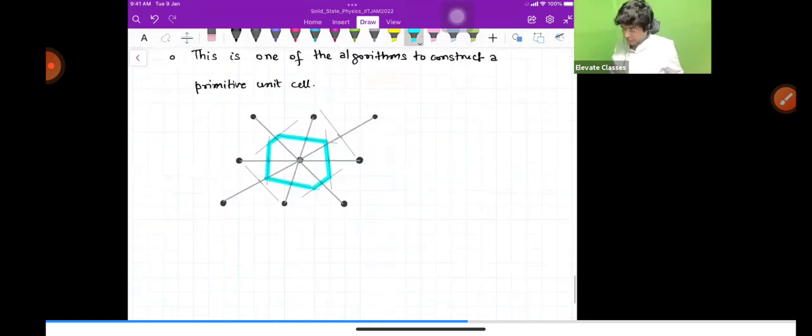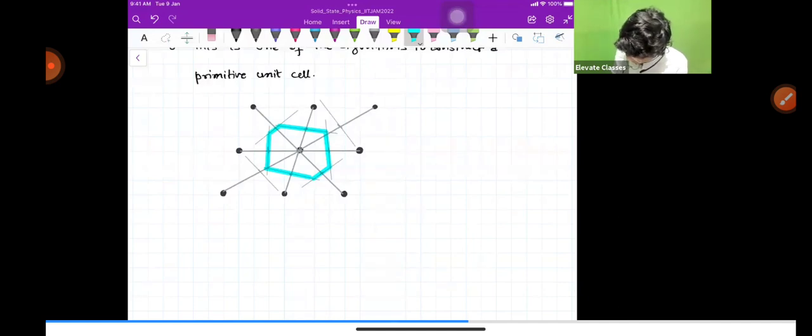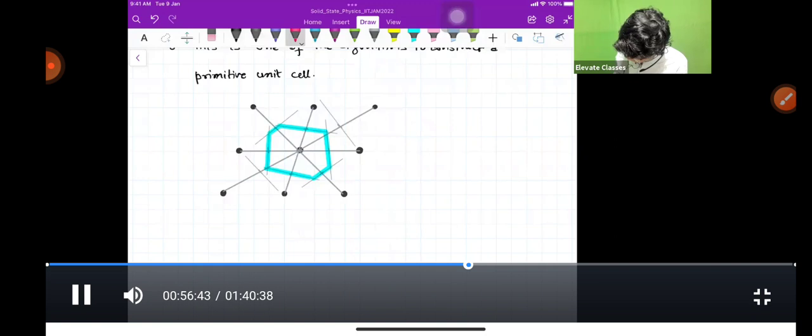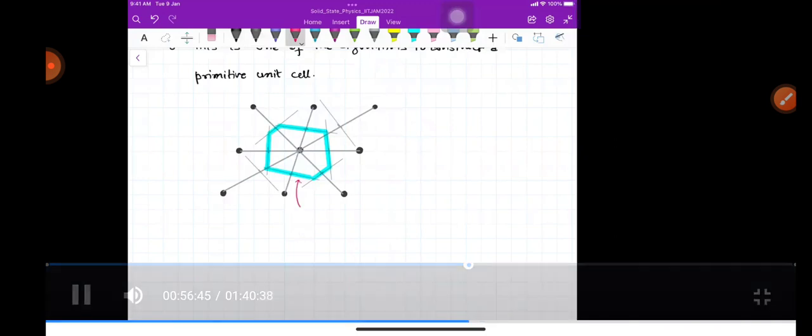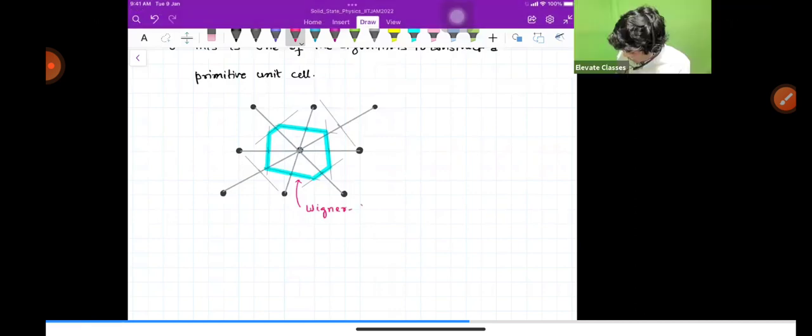So this is the Wigner-Seitz cell. You can see how many lattice points are inside. How many lattice points? One lattice point, right? The Wigner-Seitz cell.